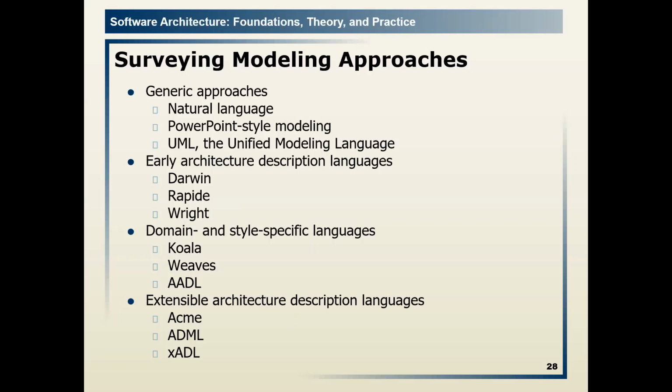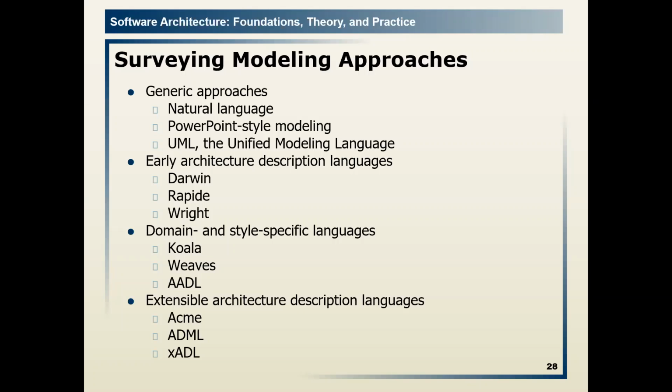And then there are special languages, like programming languages, which have been used for architecture description, known as ADL, architecture description languages. A few are Darwin, Rapide, Wright, and then there are domain-specific languages and style-specific languages such as Koala, Weaves, AADL. We will not go through all these. This is just for your knowledge. Right? Then there are extensible architecture description languages.